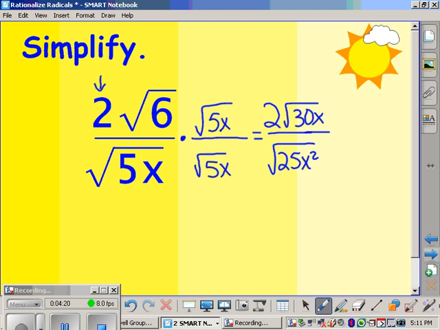Now in the numerator, if you tried to simplify radical 30, you will find it cannot be simplified any further. But in the denominator, we have a perfect square. So the square root of 25 is 5, and the square root of x squared is x, because recall that for variables, taking the square root means dividing the exponent by 2. Now if we give it one last look and look at the numbers outside the radicals, notice that we cannot do any more simplifying of the 2 and the 5. So this would be our final answer.